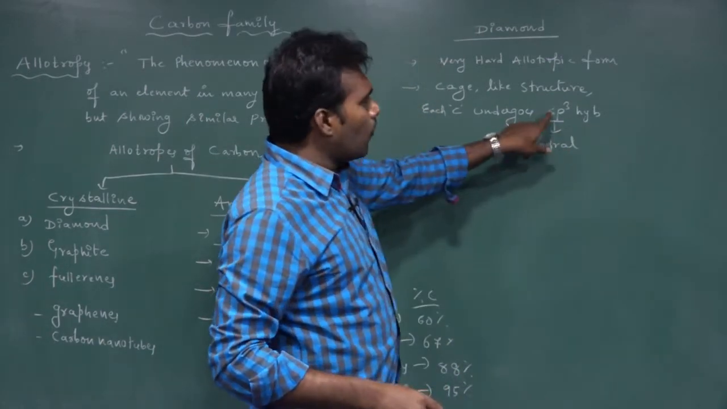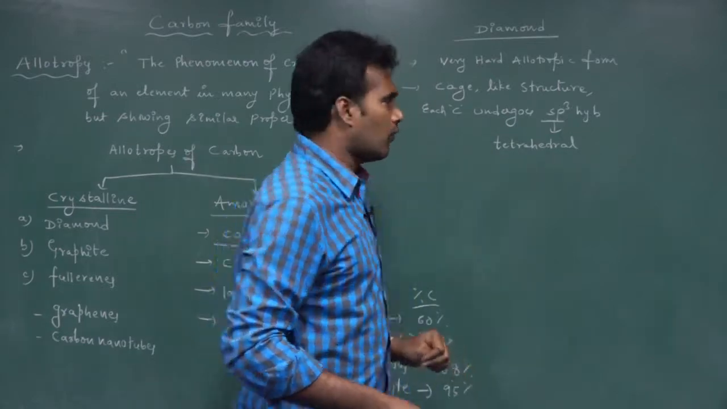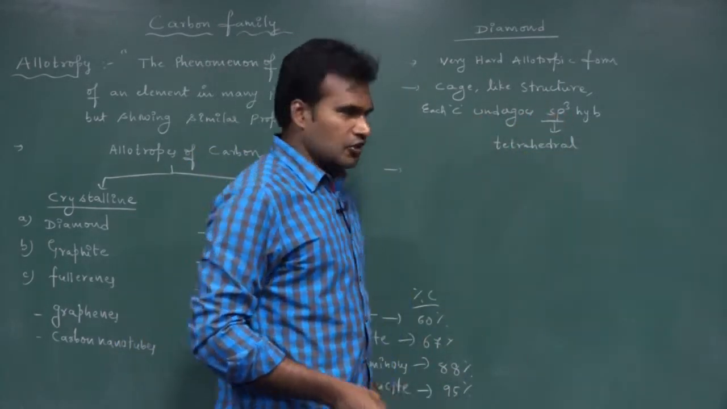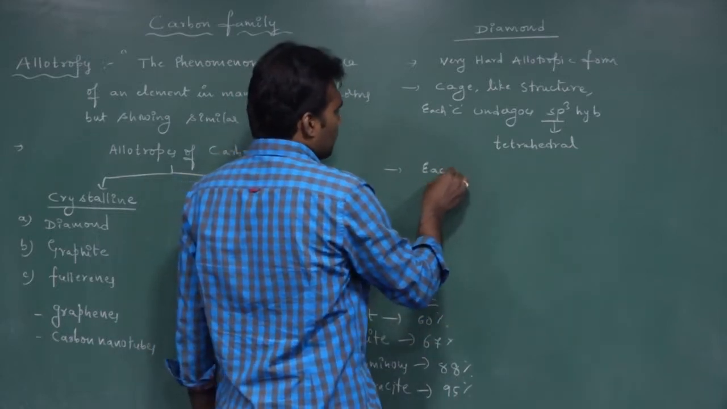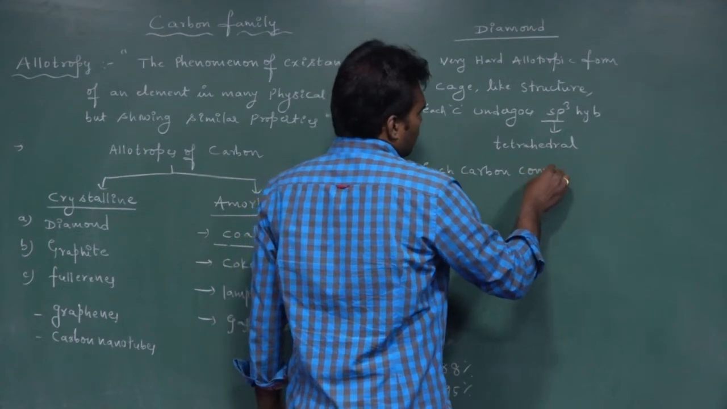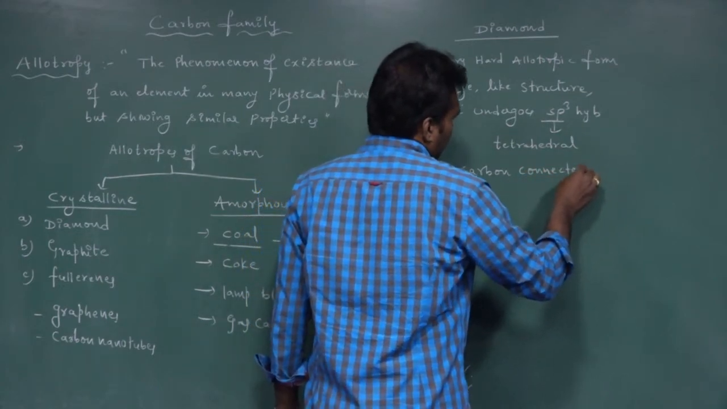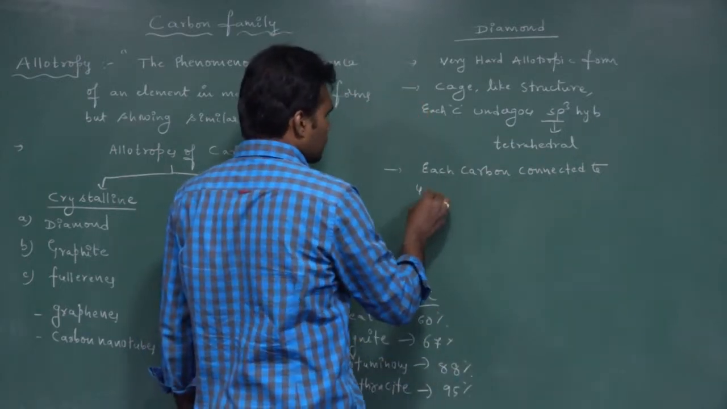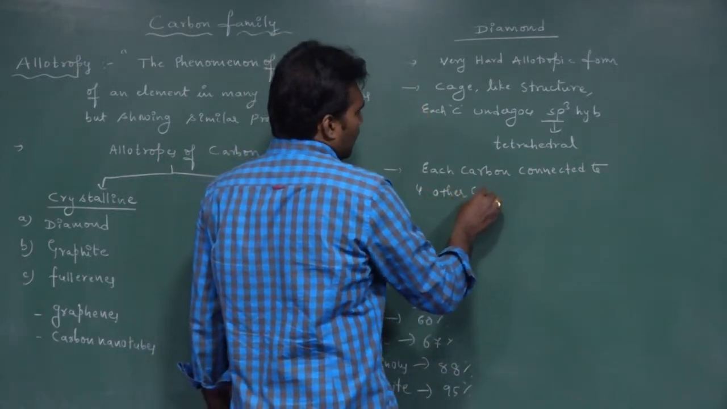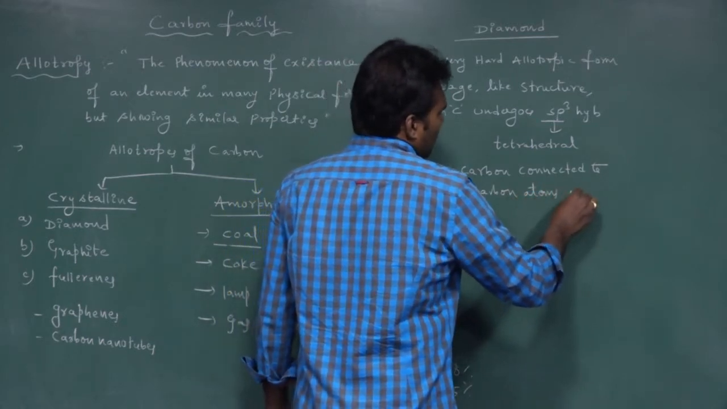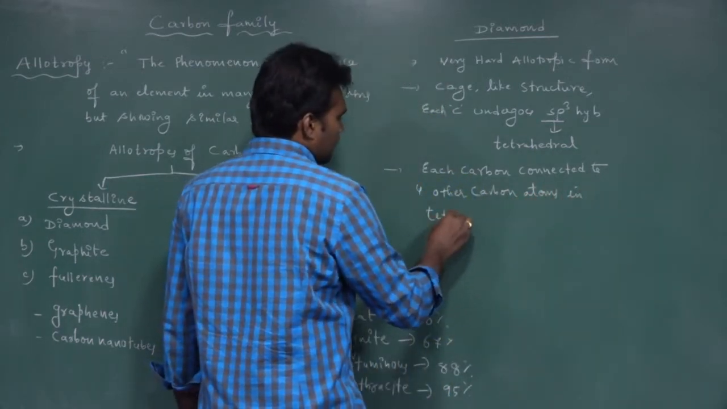And in total how many bonds can it form? Four bonds it can form. So because of its sp3 hybridization, each carbon is connected to how many other carbon atoms? Four other carbon atoms. In which manner? In a tetrahedral manner.